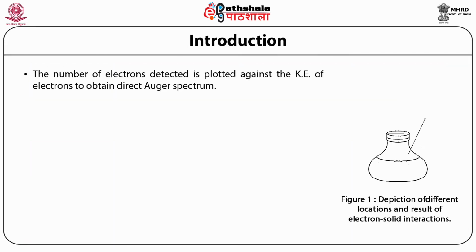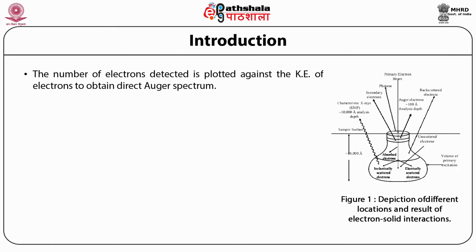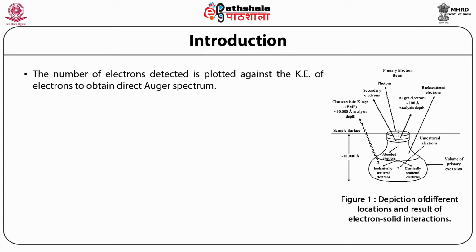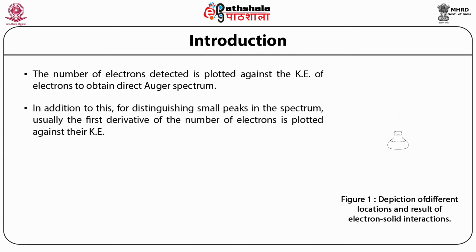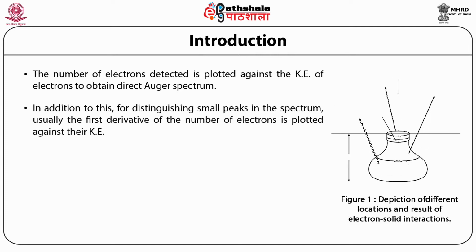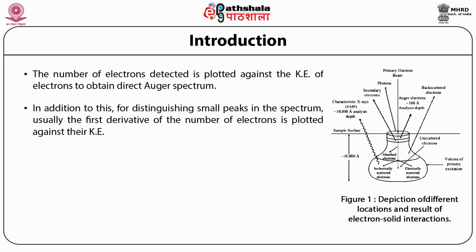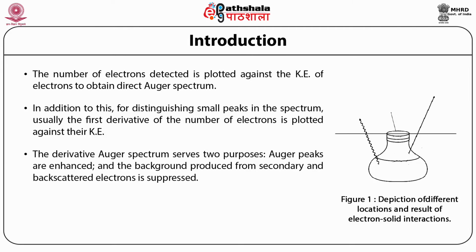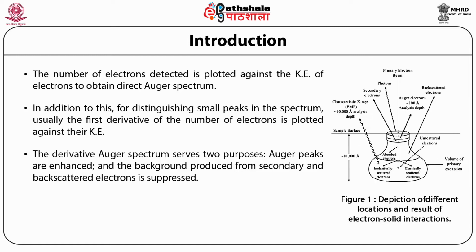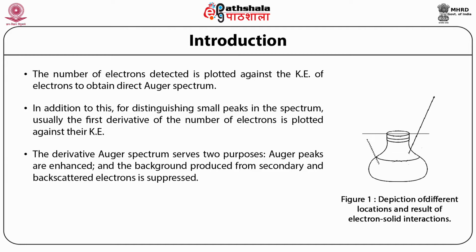The number of electrons detected is plotted against the kinetic energy of electrons to obtain the direct Auger spectrum. In addition to this, for distinguishing small peaks in the spectrum, usually the first derivative of the number of electrons is plotted against the kinetic energy. The derivative Auger spectrum serves two purposes. Auger peaks are enhanced, and the background produced from the secondary backscattered electrons is suppressed.